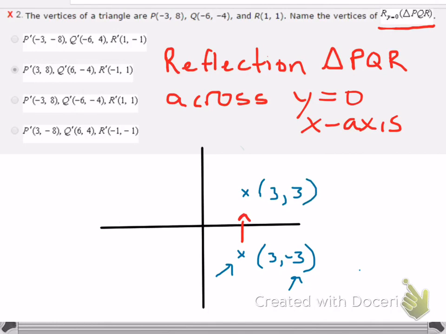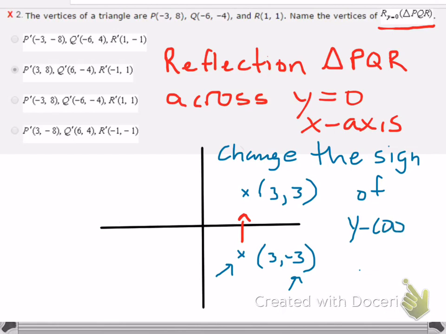So here's the rule. If you're reflecting across the x-axis, the procedure is that you will change the sign of the y-coordinate. The x-coordinate stays the same. So to reflect across the x-axis, we change the sign of the y-coordinate. Now think about it, that makes sense, right? If we're reflecting across y equals 0, if y is -3, then y would have to become +3 because 0 is in the middle of -3 and +3.